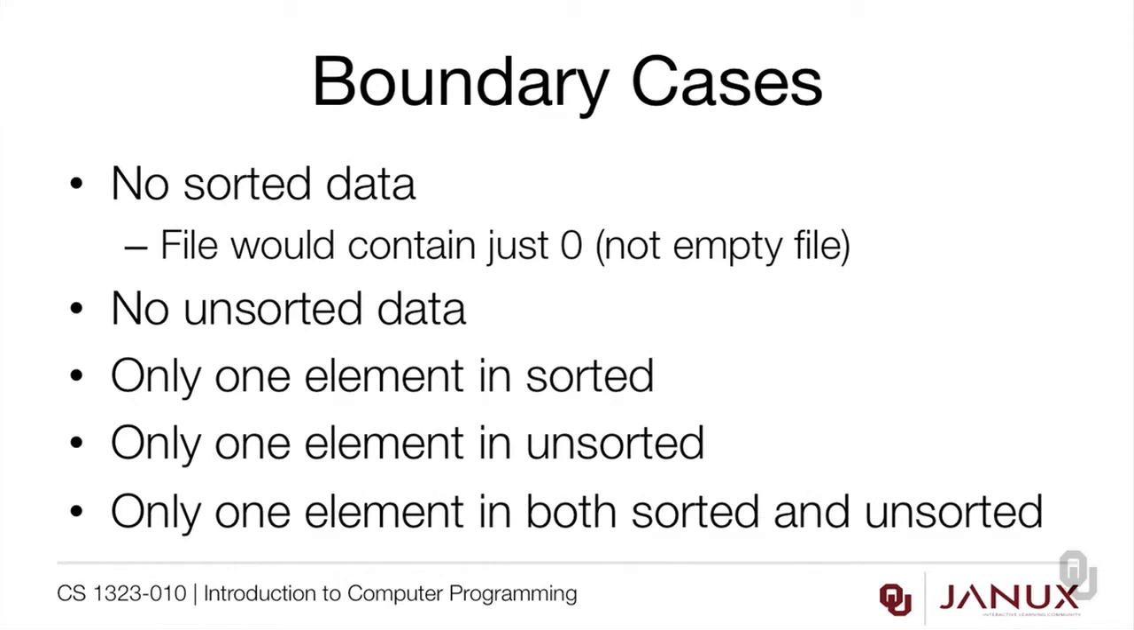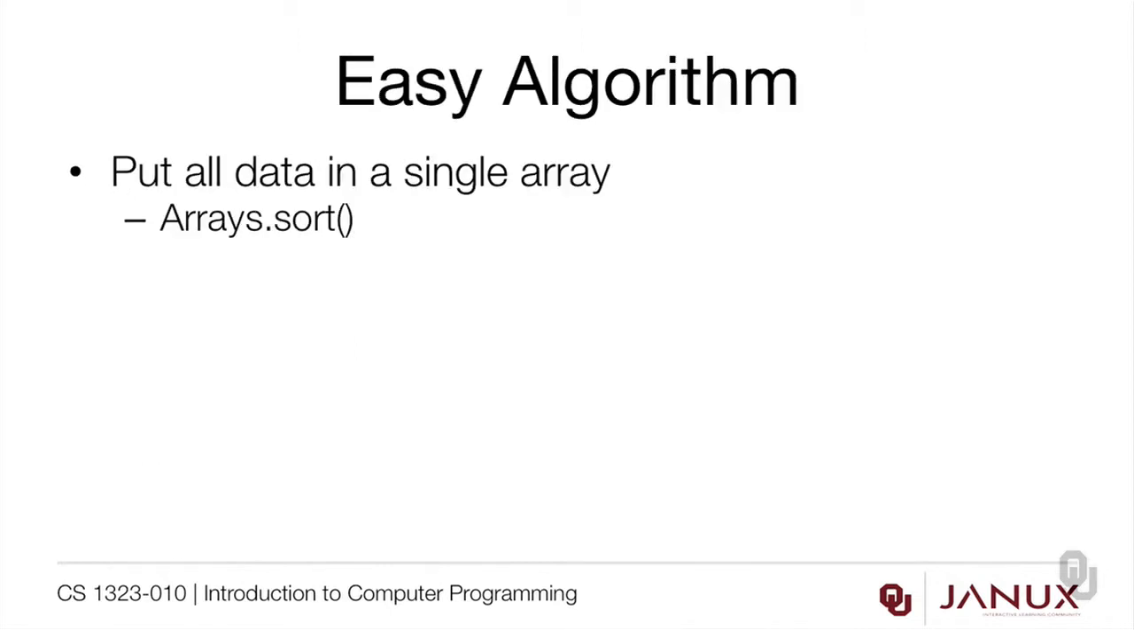Now, there are some boundary cases we need to consider. We might consider what happens if there's no sorted data. Now, in this case, the file would just contain 0. It wouldn't be an empty file, because if it was just an empty file, that wouldn't follow our file formatting specifications. We might consider what happens with no unsorted data. What if only one element is in sorted or only one in unsorted, and maybe only one element in both? So these are boundary cases, as always, that we should be testing.